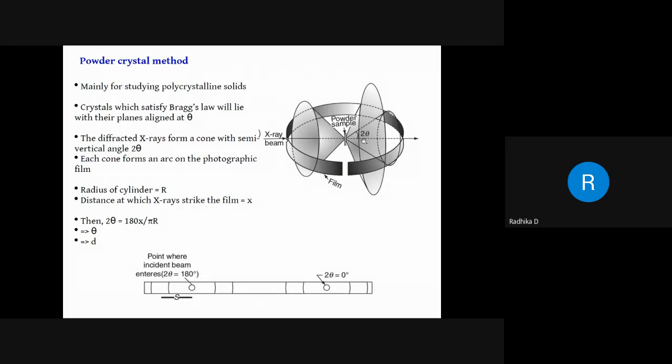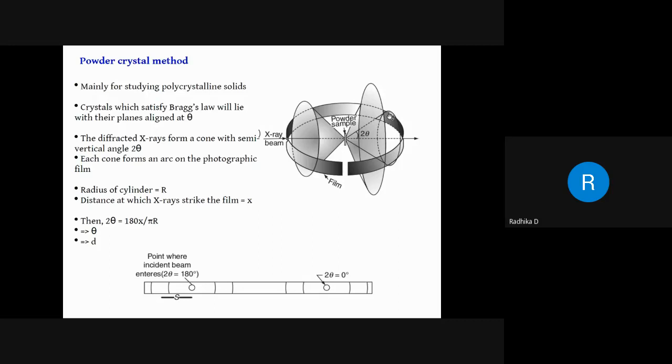Then, if I know the radius of this cylinder, this is a cylinder, so I know the radius of the cylinder, given by this letter R. And at what distance did this fellow fall finally on the film? I will take that distance as x. Then if I just apply angle is equal to arc by radius, right? Arc by radius.